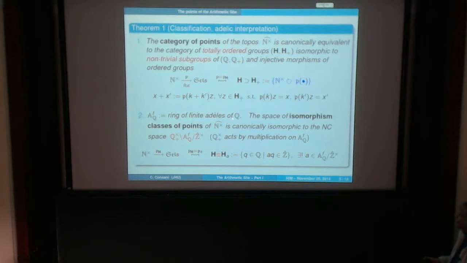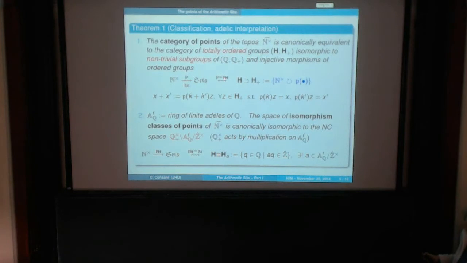So starting with the finite Adeles of Q, the statement says that the space of isomorphism classes of the points, notice isomorphism classes, is canonically isomorphic to the non-commutative space where Q cross acts by multiplication. How does this part go? From the first part, you started with a point, and you were able to reconstruct a totally ordered subgroup of Q. Yes, you're right. As I said, first it's an abstract totally ordered group, and then there is a way to embed it in Q. So this would be the part written here.